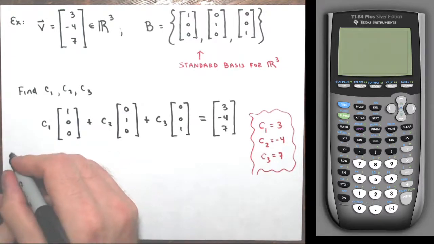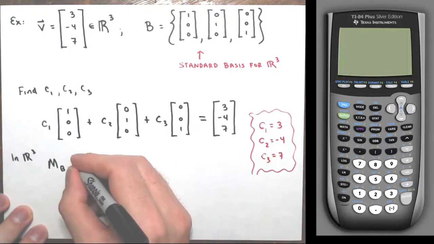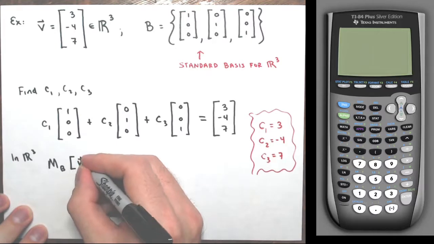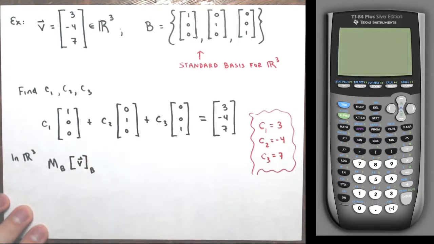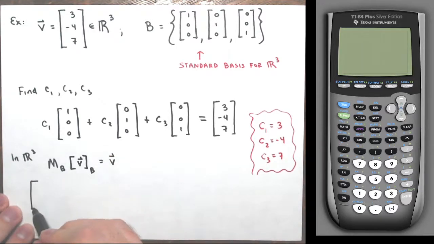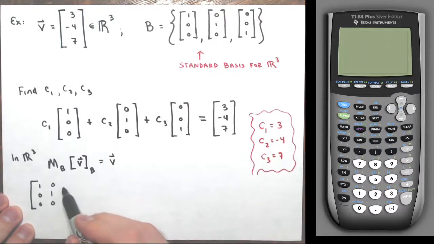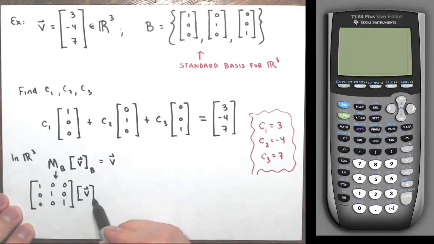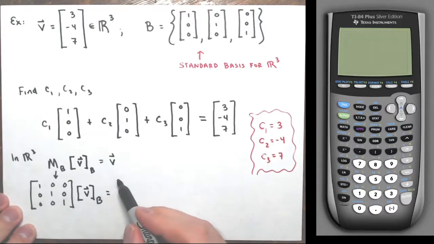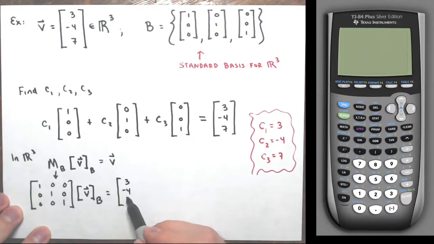All right, those are the weights. Remember that little thing, I'm in R3 here, so I can use that little MB thing times the coordinate vector with respect to B will be equal to V. I could set up this equation where MB is just the identity matrix, right? The first column's the first vector, second column's the second vector, third column's the third vector from the basis, times this coordinate vector equals the vector over here, the V that we're trying to construct, 3, -4, 7.